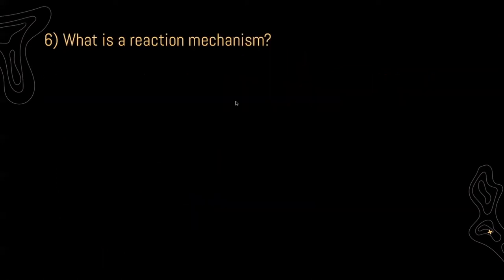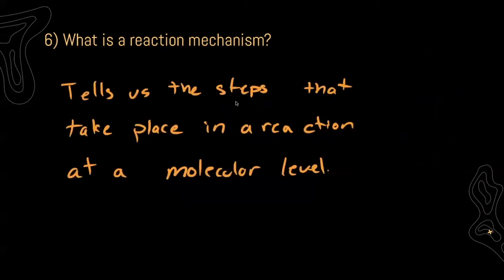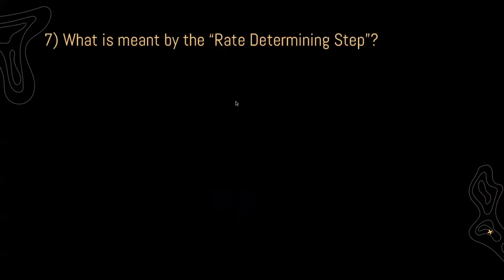6 asks, what is a reaction mechanism? And simply put, a mechanism tells us the steps that take place in a reaction at a molecular level. For those of us that are going to take organic chemistry, we do a lot of mechanisms, drawing a lot of these steps to show how is it that our reactions happen and more importantly, why. Our reaction mechanism allows us to find a lot of very useful information, allowing us to have a deeper understanding of our chemical reaction.